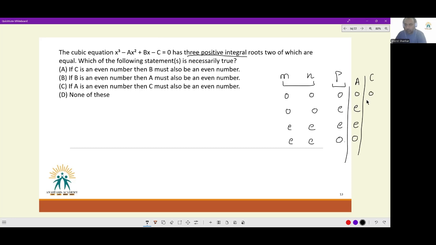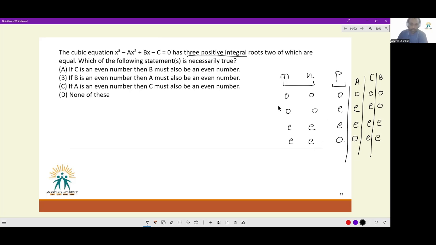C will be odd here, even here, even here, even here. And B: odd into odd, plus odd into odd, plus odd into odd. B will be odd here. Okay, odd into odd. One odd, one even, overall odd. This will necessarily be even, everything is even. Even into even is even, even into odd is even, odd into even is even.